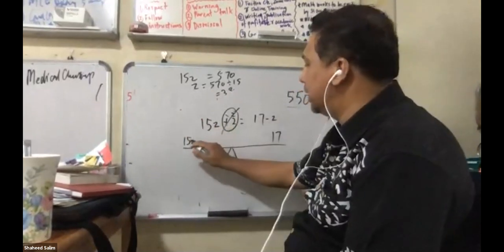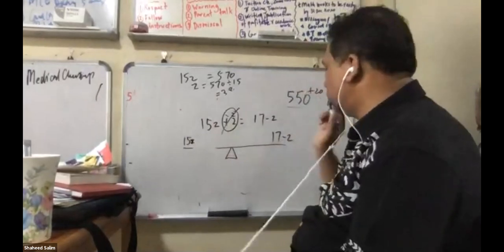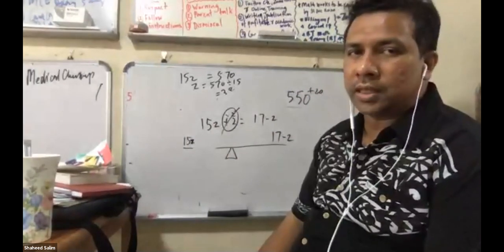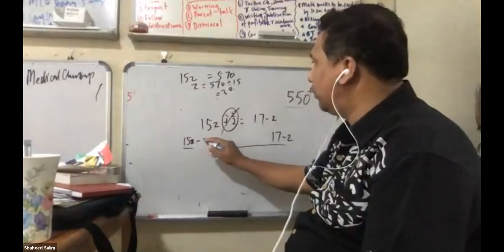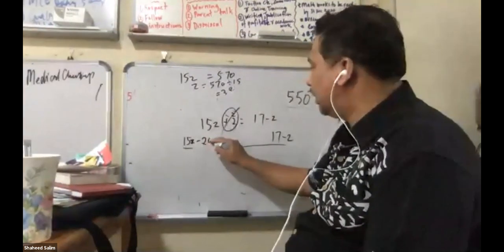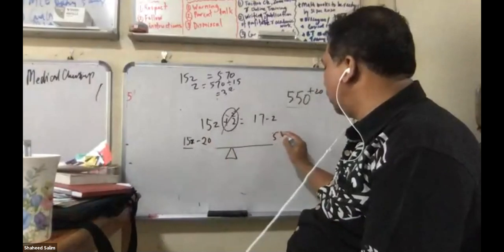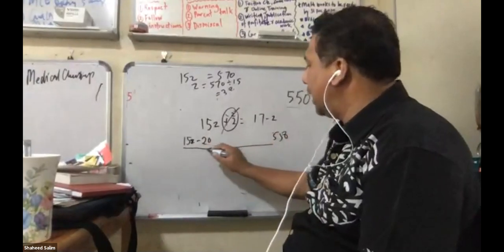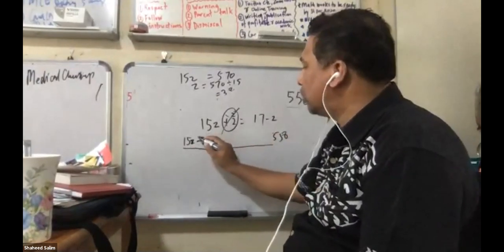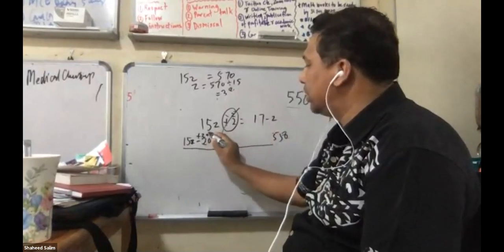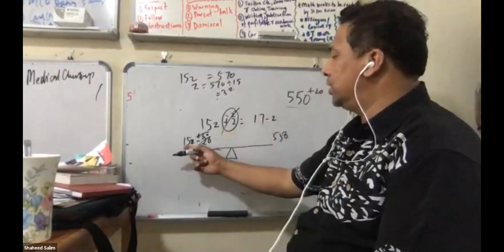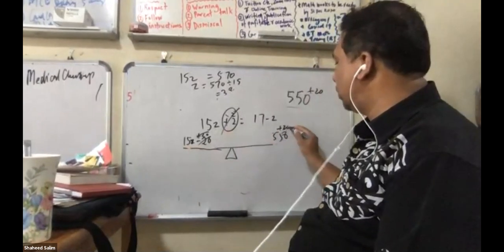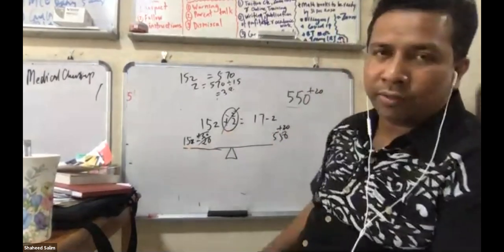That means I minus 2, so I must also minus 2 here. Do you understand this one? Now, if 15Z minus 20 equals 550, it's not 15Z yet. I have to plus 20. Why? When I plus 20, this one becomes 0, 20 minus 20 becomes 0. Then it becomes 15Z. That means I must also plus 20 here, and it becomes 570.